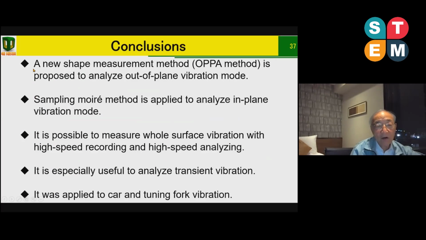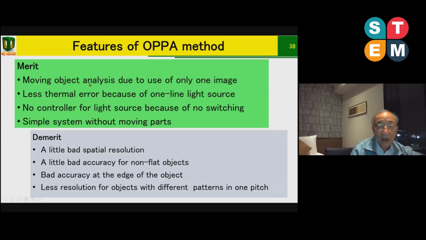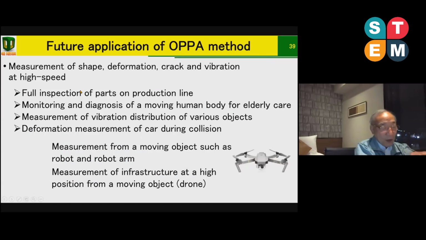In conclusion, we propose a new shape measurement method, the OPPA method, to analyze out-of-plane vibration mode. And the sampling moiré method is applied to analyze in-plane vibration mode. It is possible to measure whole surface vibration with high-speed recording and high-speed analyzing. It is especially useful to analyze transient vibration. It was applied to car and tuning fork vibration. Now, just now, we are measuring the displacement of a highway. We don't have so much time.